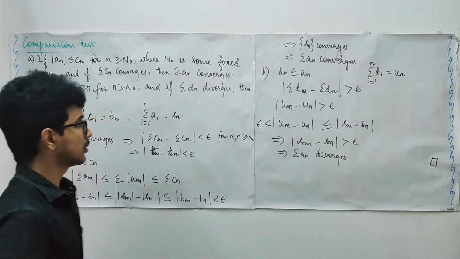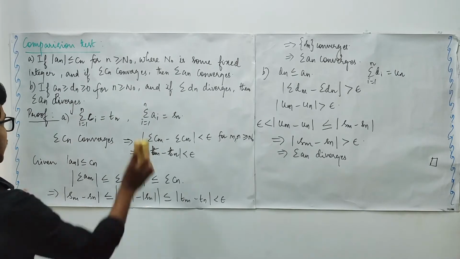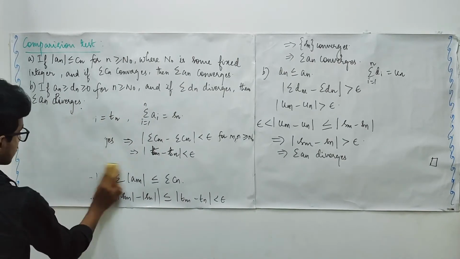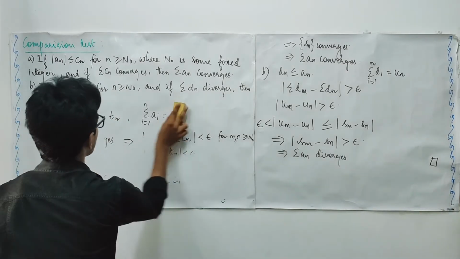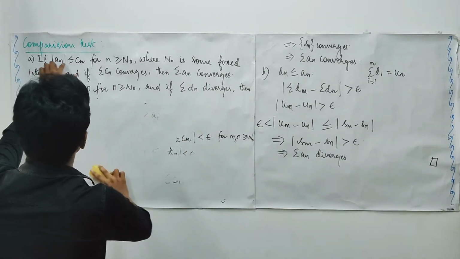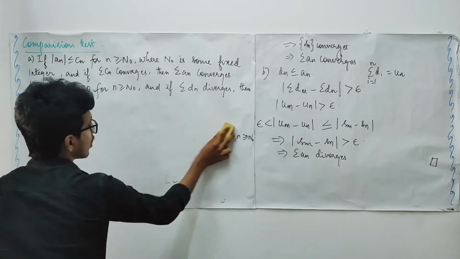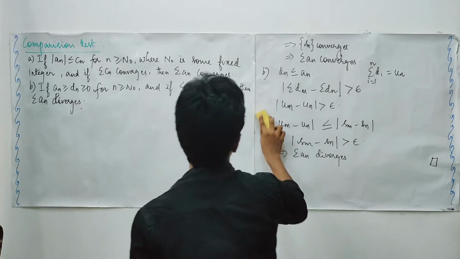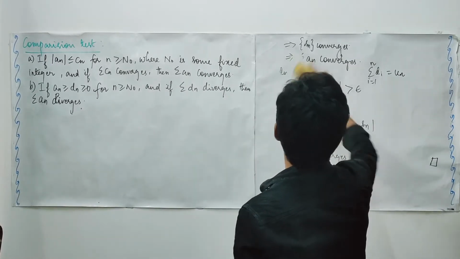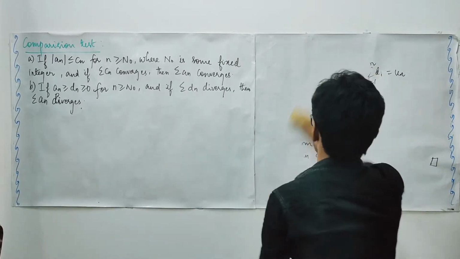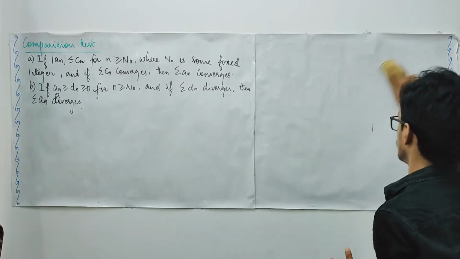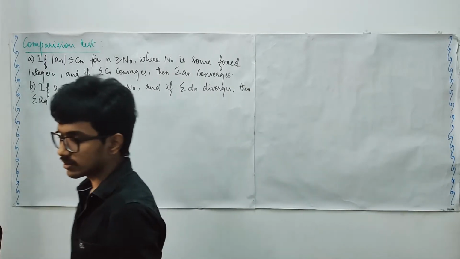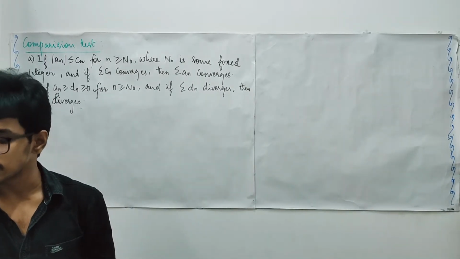The proof is fine; let that be on one side. When you look at the statement of this theorem, you may notice that we are comparing the terms in two different series. In the first part, c_n was the larger term compared to the terms in a_n. When the series with larger terms converges, the series with smaller terms must also converge.